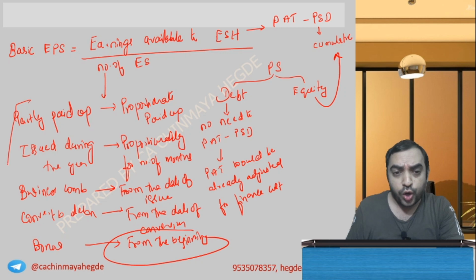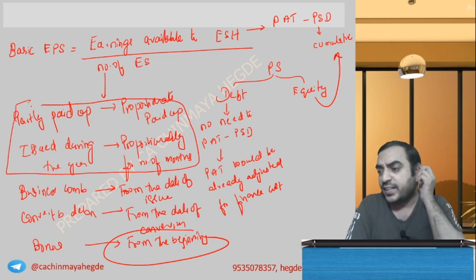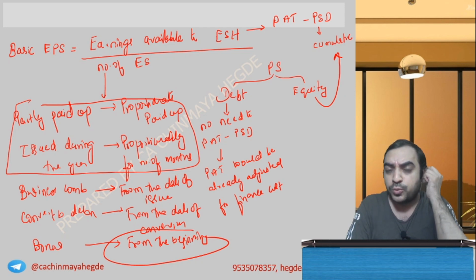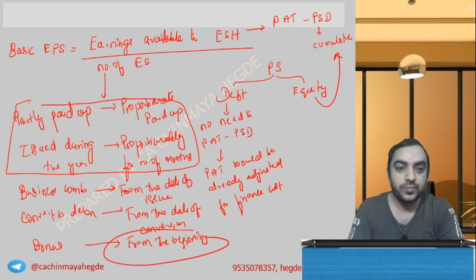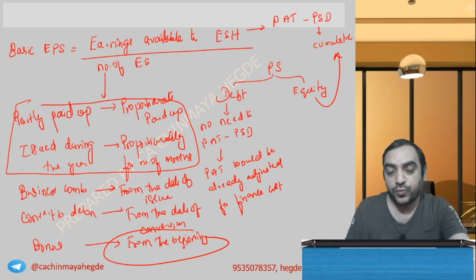Please tell me, do you want any example for this proportionate issue during the year to compute the weighted average number of shares? You want a simple numerical, or do you think you can understand it? If you want, I'll give a quick numerical. Otherwise, I'll go to the rights shares and bonus shares, and of course, convertible debentures. You want a numerical for partly paid up issue during the year? Okay, quick example.